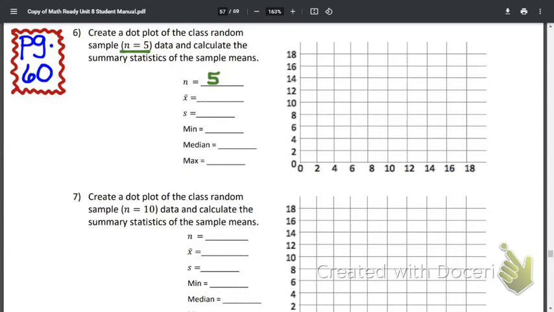For our random sample, there's 1 on the 3. There's 4 on the 4. There's 1 on the 5. There's 2 at 7. And there's 1 on the 8. There's 3 on the 9. 2 on the 10. 1 on the 11. And 2 on the 12.